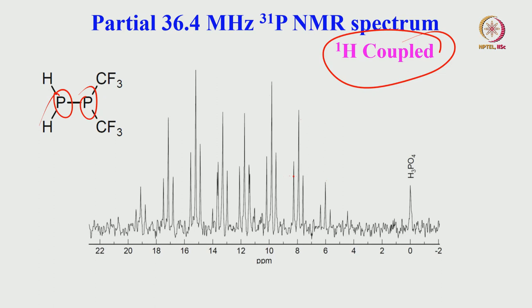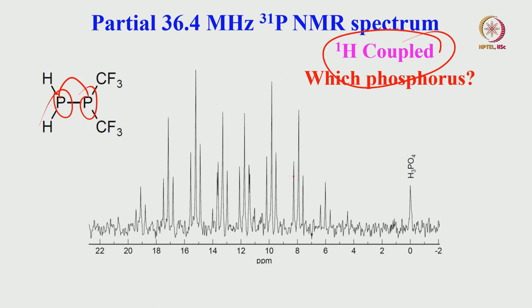Now my question is, what is this phosphorus? This is a partial spectrum of one of the phosphorus. I mean, partial spectrum of the entire 31P spectrum pertaining to only one of the phosphorus. Now, this corresponds to which phosphorus? Very interesting to observe. First of all, you please note this phosphorus can couple to this phosphorus also. They are chemically inequivalent. So, coupling can be there.